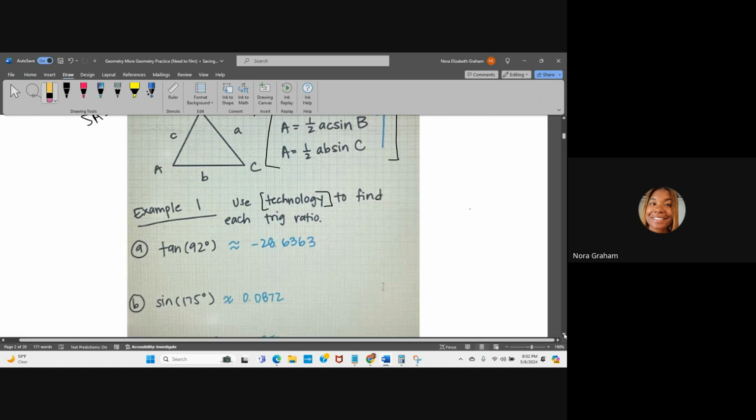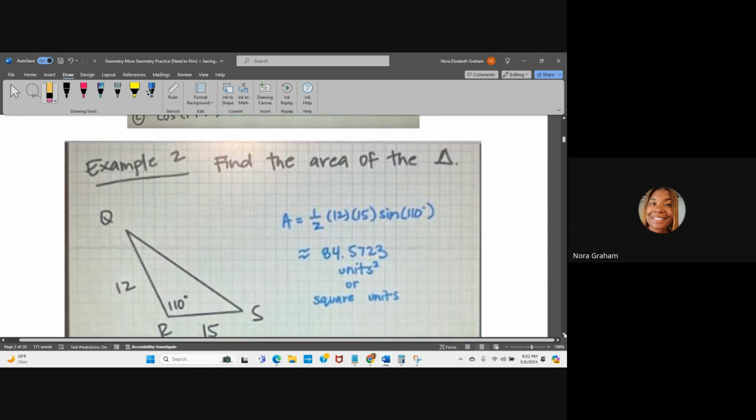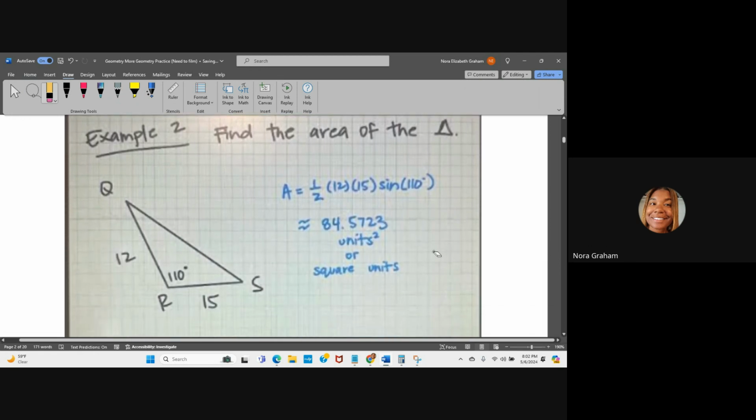All right. I don't really want to focus on calculator work on this video. I want to focus on more of law of cosines. So again, this one is find the area of the triangle. We're going to use those formulas that I showed you up there. All right. Again, notice what I'm given is my side, my angle, and my side.